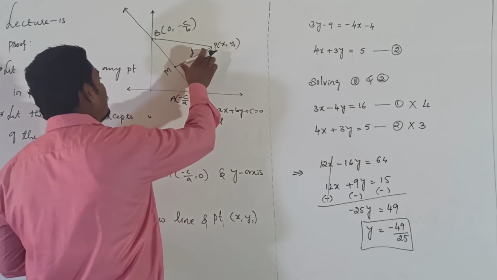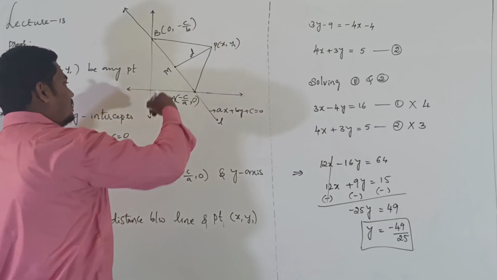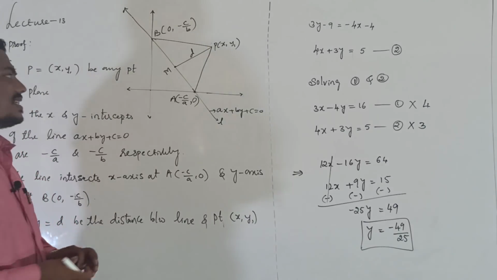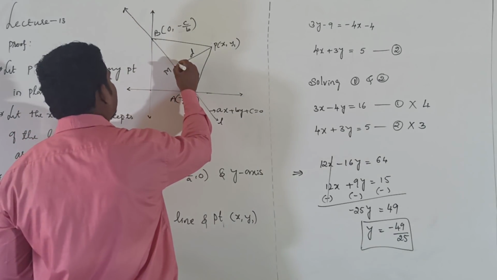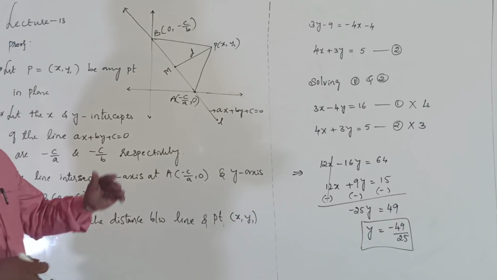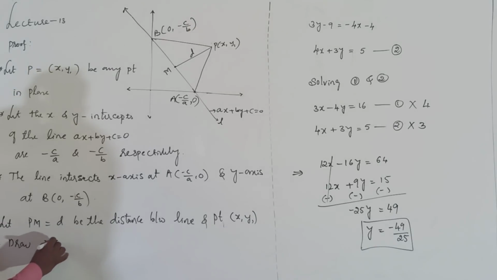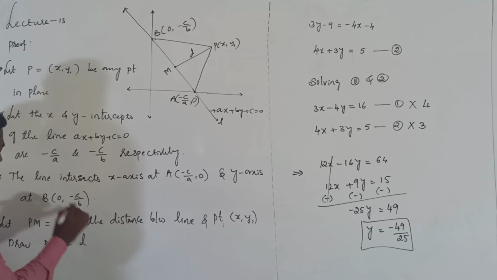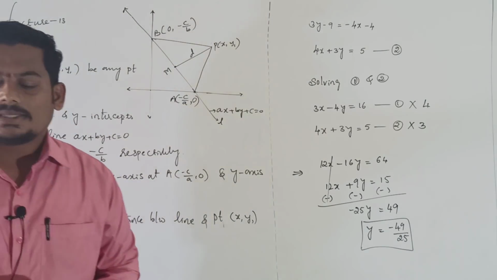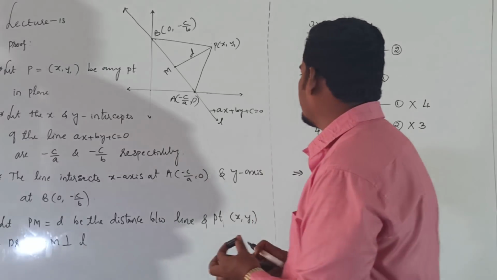I will take PM as the distance between the point and the line, and clearly this is perpendicular. Draw PM perpendicular to L. This is our explanation, right?